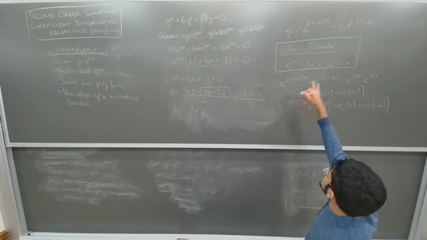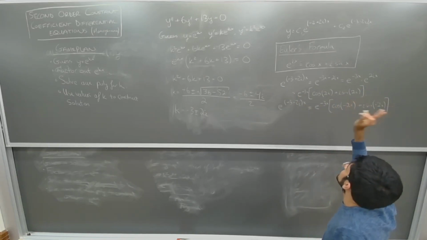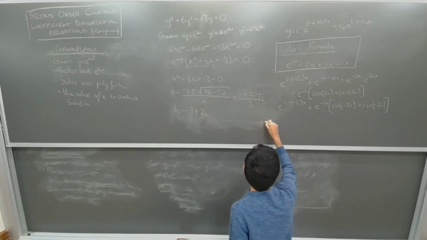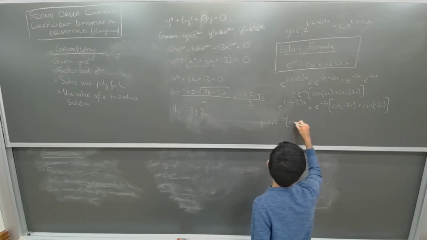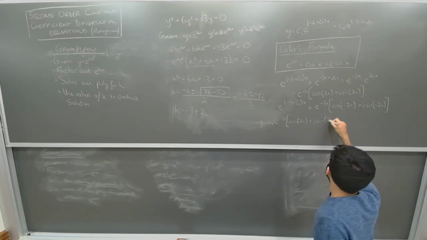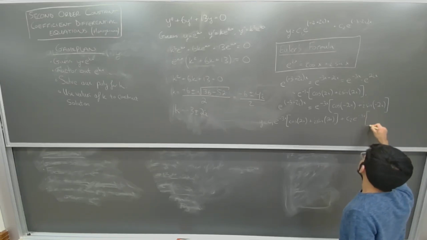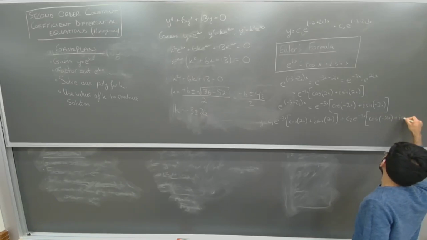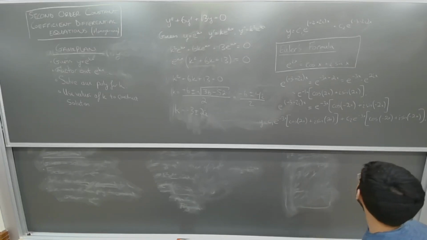And so now when we reconsider our solution, c1 times e to that and c2 e to that, we can rewrite it in terms of this. So we would have y equals c1 e to the negative 3x times cosine of 2x plus i sine of 2x, plus c2 e to the negative 3x times cosine of negative 2x plus i sine negative 2x. And in fact, we can reduce this down quite a bit.